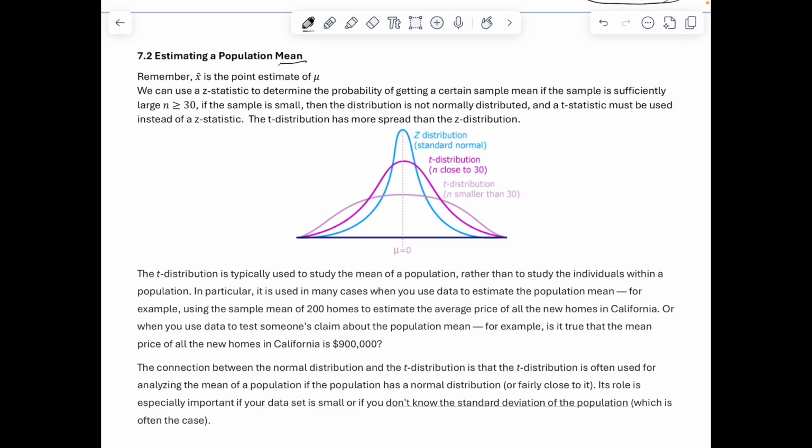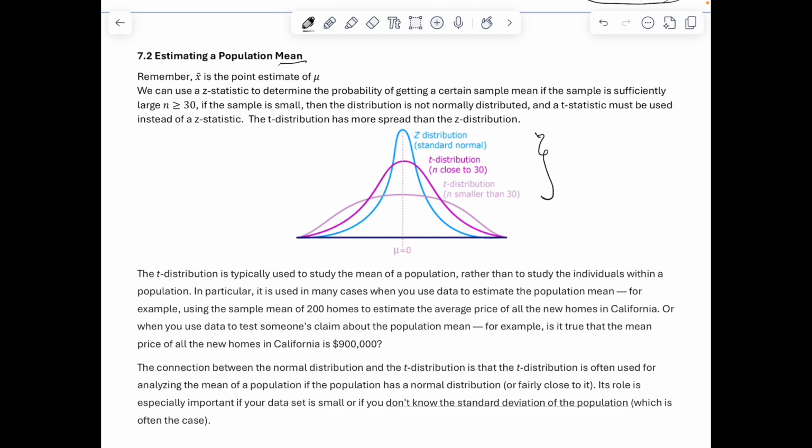So you can see in the picture here that we have three different graphs, and one of them is going to be the z, our standard normal distribution, and one is our t distribution when n is close to 30, and then you can see when n is really small, less than 30, then our t distribution is more spread out. But the closer that n gets to being infinitely large or greater than or equal to 30, it gets more to looking like that z distribution.